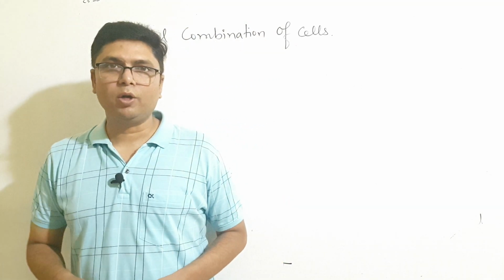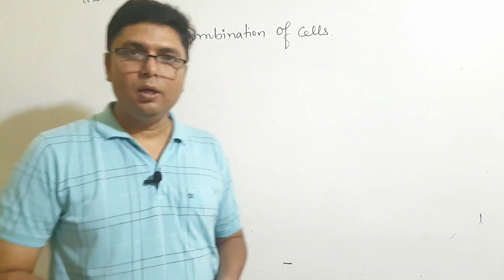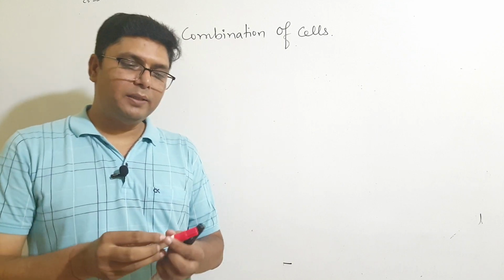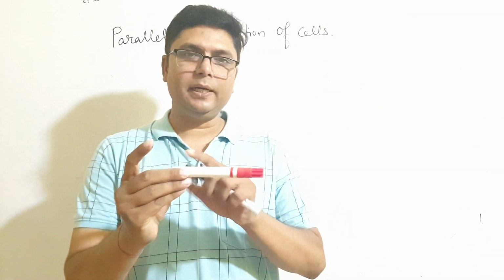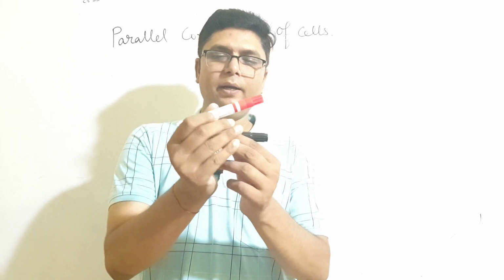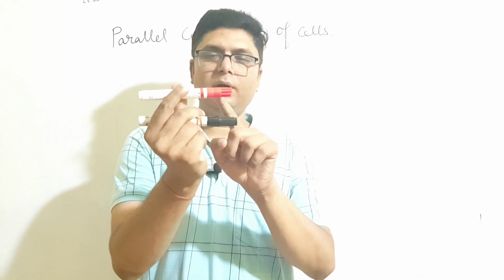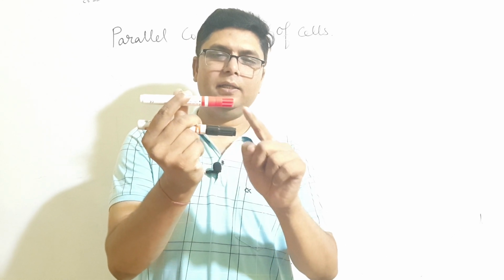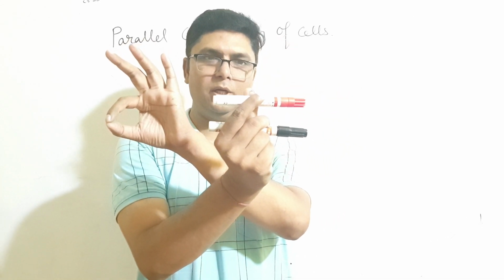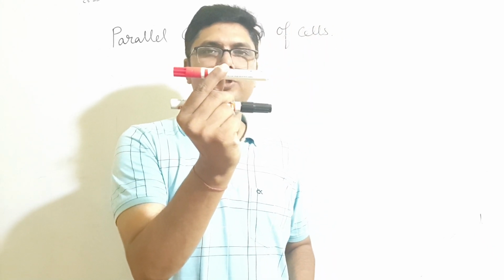In this video, you are going to understand parallel combination of cells. If you have two pencil batteries, this is positive and this is negative. This is positive and this is negative. Then connecting these two batteries like this, keeping one above another, and just connecting these two ends to a wire and these two ends to a wire is said to be a parallel combination. This is also a parallel combination, but this is in opposite polarity.